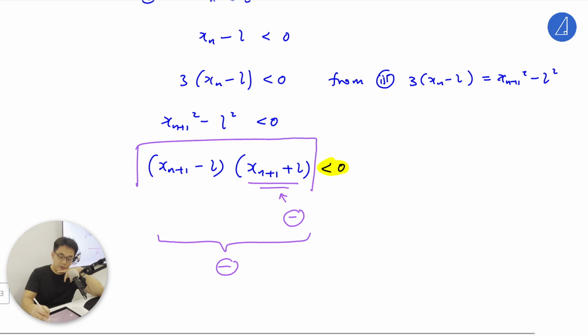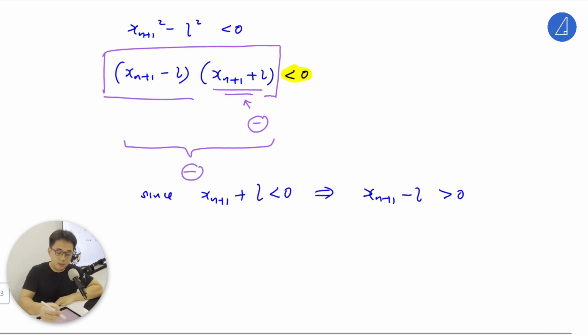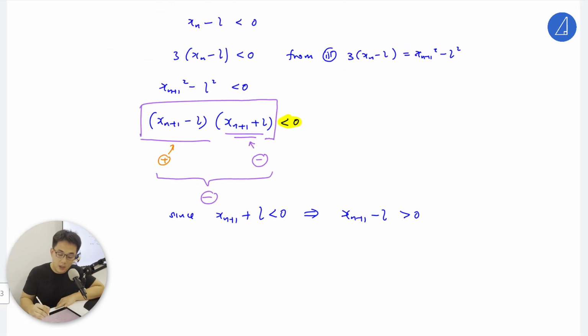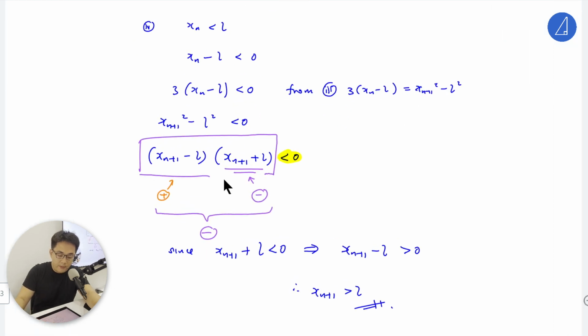Overall is negative because, in other words, since xn plus 1 plus L is negative, this will suggest that xn plus 1 minus L is positive. Because positive times negative gives you overall negative. So hence xn plus 1 is bigger than L. Okay, so this is it. You replace it in, you do an algebraic factorization. So since this guy is negative, this will tell you that this guy multiplied by this guy overall is negative, right? This guy is positive. Then you will get this.